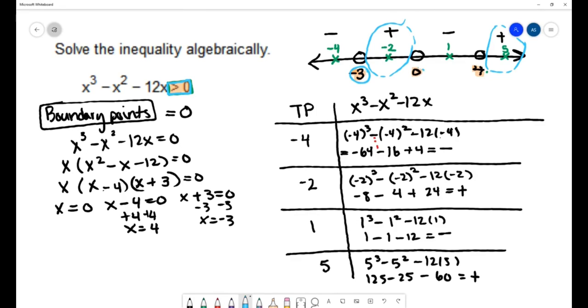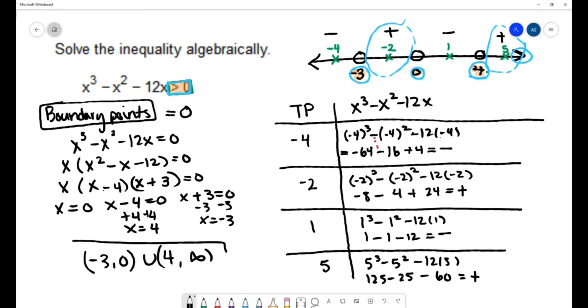So from negative 3 to 0, and I'm going to put parentheses on those ends because they produce values that equal 0. And then also from 4 on forever to infinity, 4 to infinity, and we have our solution set. All the numbers from negative 3 to 0, excluding the endpoints, and all the numbers from 4 to infinity, excluding the endpoints, will make this expression greater than 0.